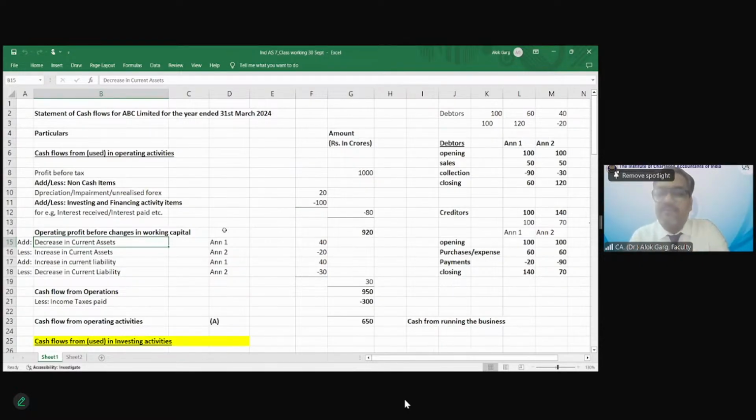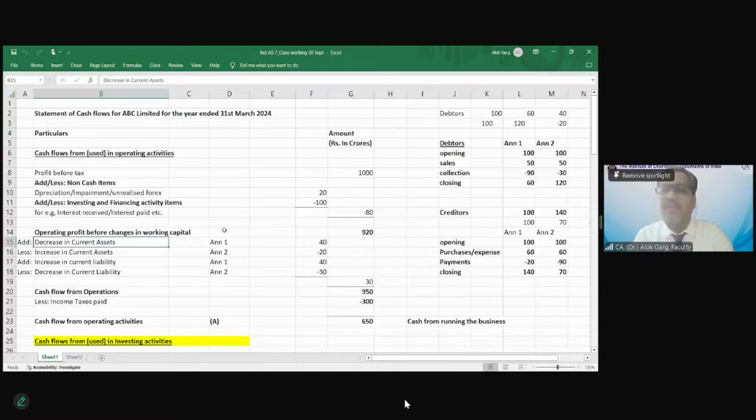So basically, if opening debtor was 100 rupees, the closing debtor was 60 rupees, it means net you have got 40 rupees. Okay. So you have got 40 rupees means there is a decrease in the asset, decrease in current asset. So decrease in current asset is increasing your what? Decrease in current asset is increasing your cash, correct? And why we are doing the changes in the working capital?